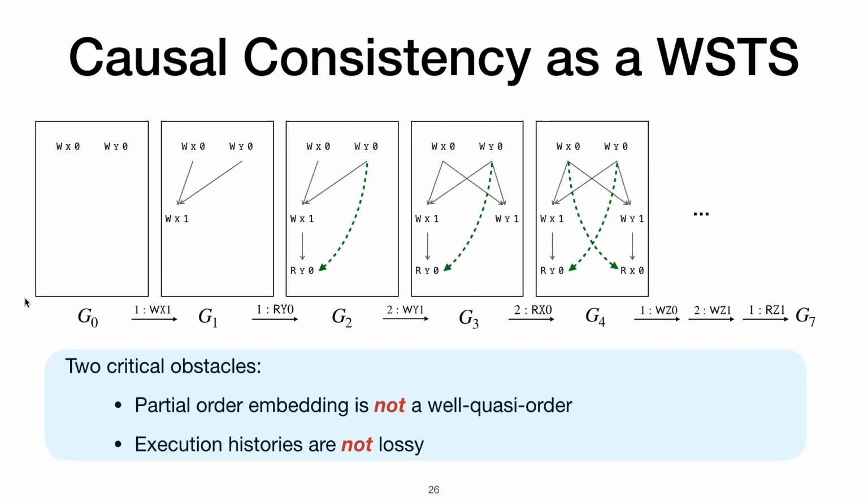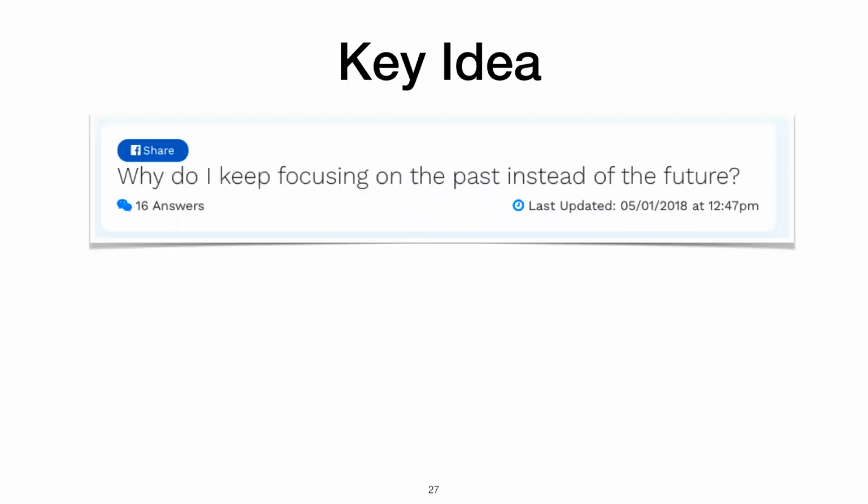I was thinking about this for quite some time. And the breakthrough, I would say, came from some doubt I had, and later I found this as a philosophical, psychological, let me correct, doubt in some forum. So this is the question that I saw: why do I keep focusing on the past instead of the future? And this is the main takeaway of this talk, I would say.